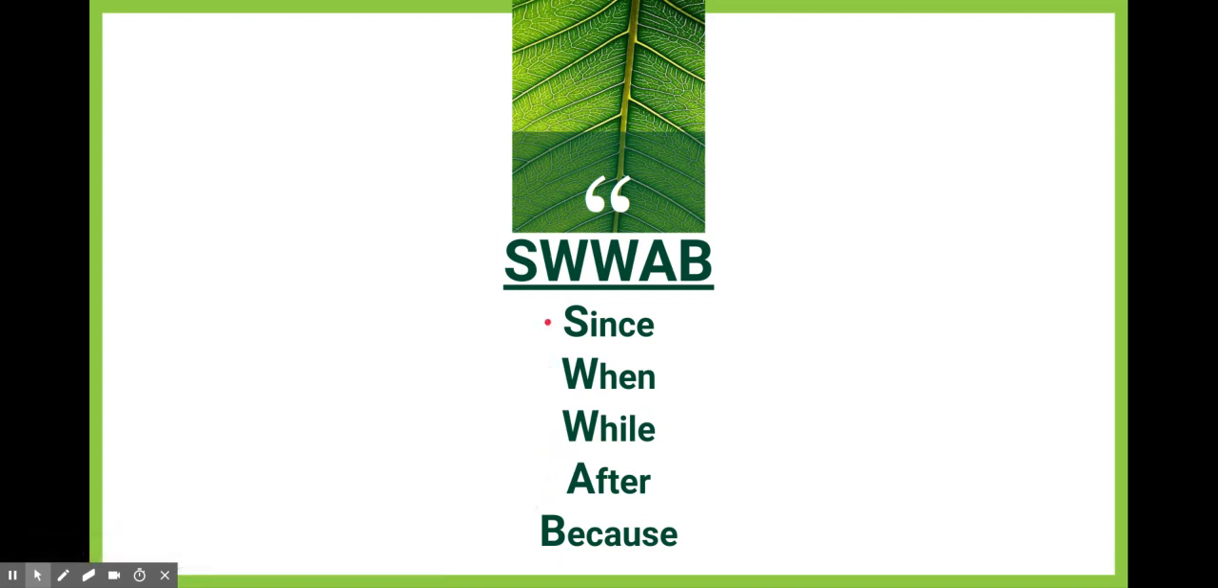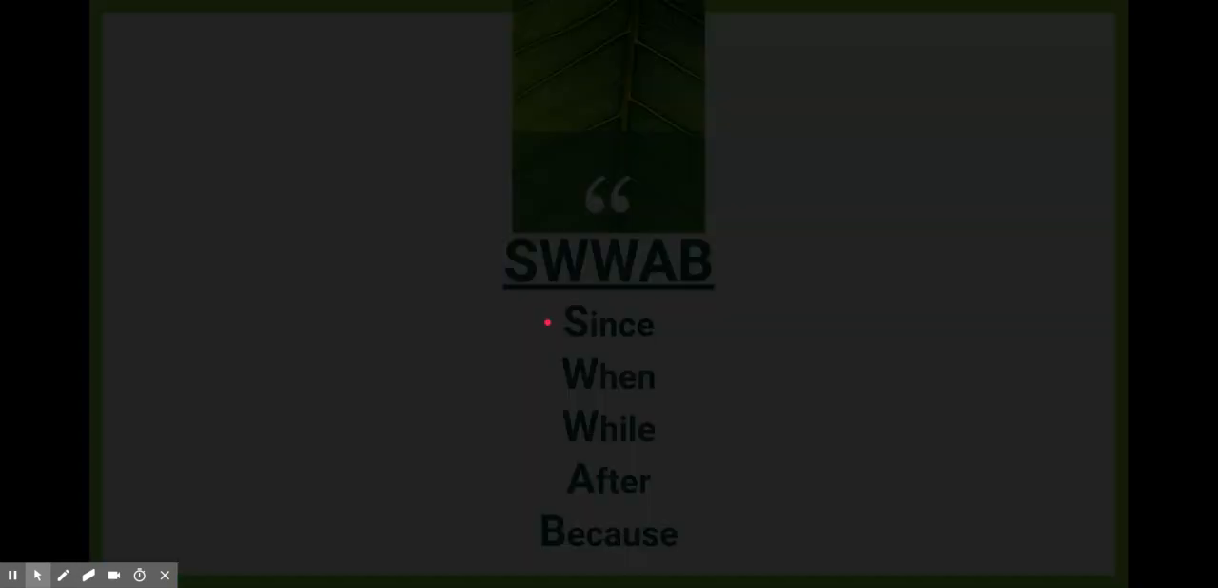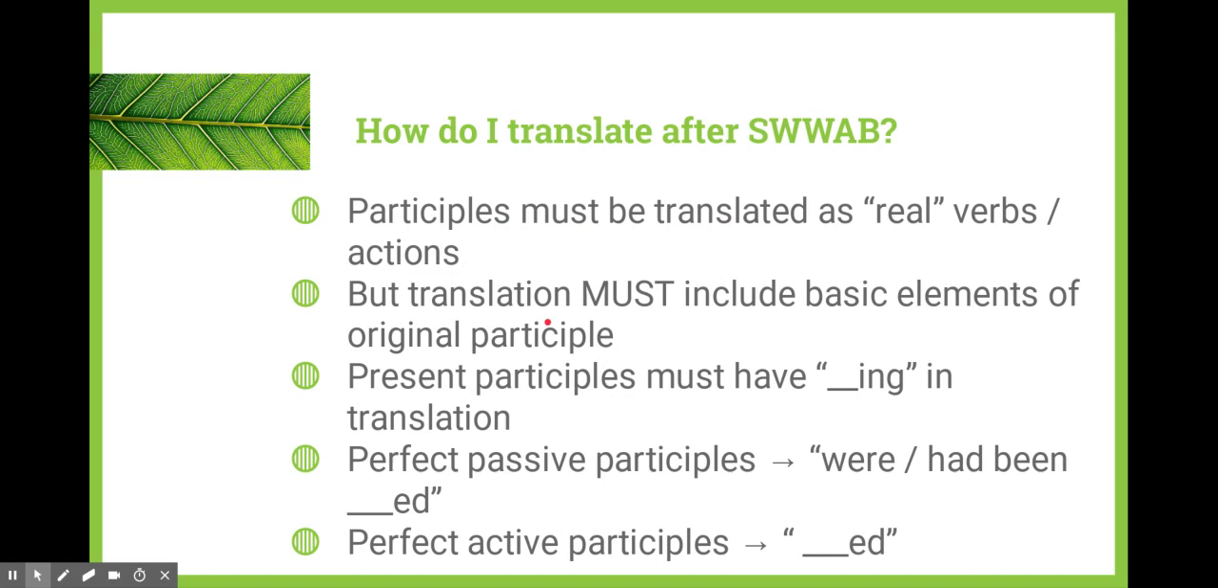So, all right, you pick one of the words from SWAB. There's a little bit of flexibility as to which word you can pick depending on what's happening in the rest of the sentence. But then what do you do? After SWAB, you're going to translate the participle as though it's a, quote, real verb. All right? You want to make sure that the action is commensurate to the type of participle. So the translation must include the basic elements.